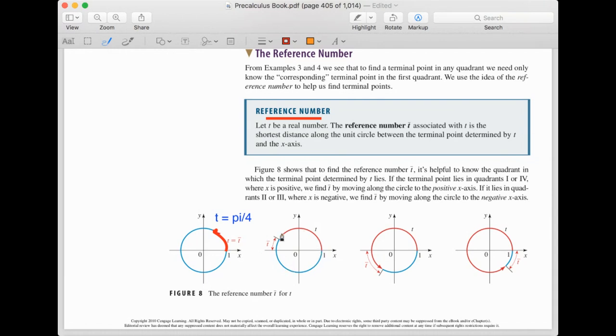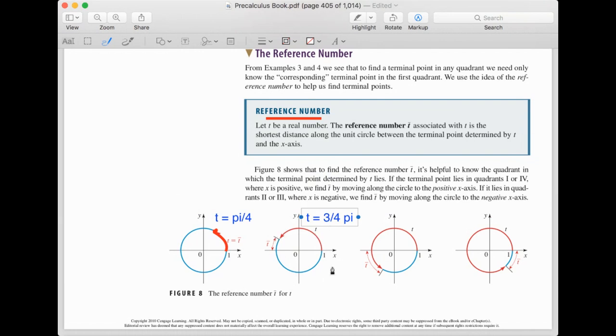Similarly for this one, this angle happens in the second quadrant, right? This angle happens in the first quadrant. In the second quadrant, maybe I have t equals 3 pi over 4, which we had before, 135 degrees.